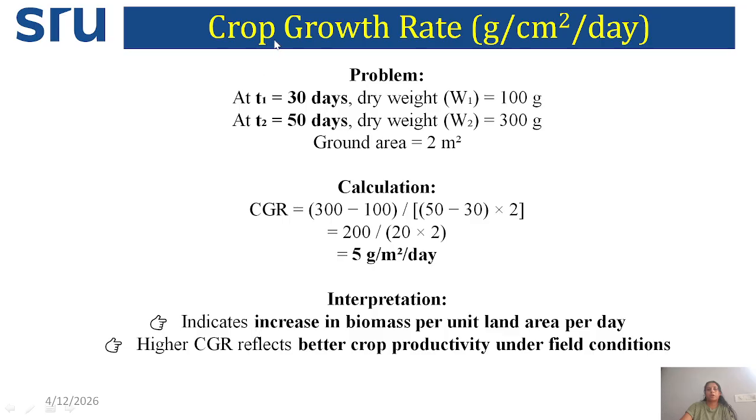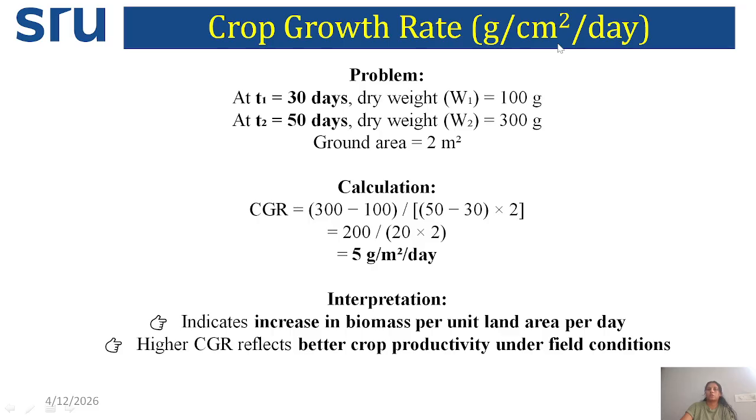Now one problem regarding crop growth rate. At T1, that is 30 days, the dry matter of the plant is 100 grams. At T2, 50 days, the dry matter of the plant is 300 grams, and the ground area, the spacing, is 2 meters square. If you have these values, you can easily calculate W2 minus W1, that is 300 minus 100, divided by T2 minus T1, 50 minus 30, times 1 by 2, that is the ground area. If you do that, you will get the value 5 gram per meter square per day.